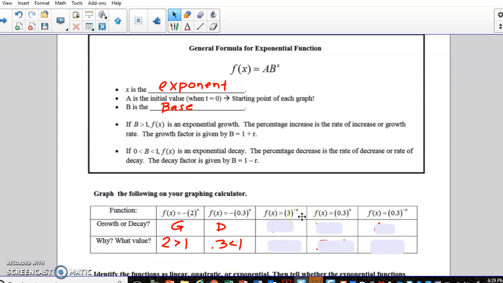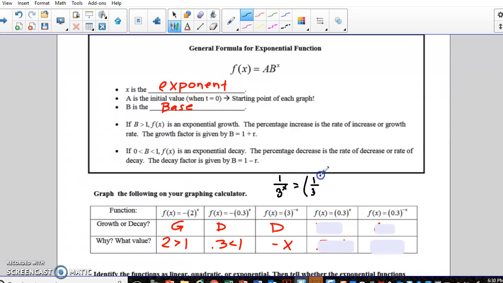Now this one's tricky. Is this going to be growth or decay? It's going to be decay. Why would it be decay, do you think? It's because of that negative x. That negative x makes it a decay. When we have a negative exponent, we can always bring that to our denominator, so we could actually rewrite this as 1 over 3 to the x, which is equal to 1/3 to the x, which then we see that b is actually less than 1. Okay, hopefully that helps.